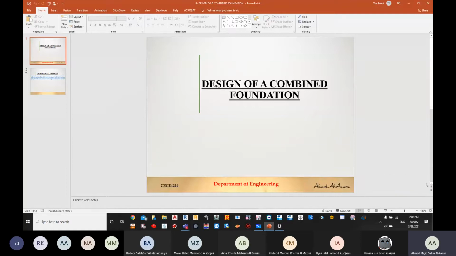In the last couple of classes, we have taken design of isolated foundation. We have learned the meaning of one-way shear, two-way shear. We have learned when to calculate for the bending moment values. Today, we are going to take the combined foundation. And the main difference between combined foundation and isolated foundation is how you calculate the bending moment and how you calculate the dimensions.